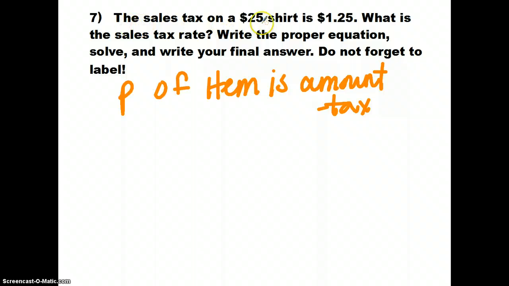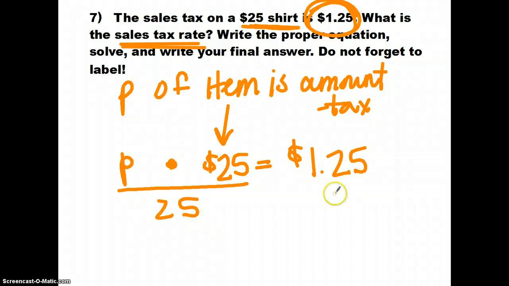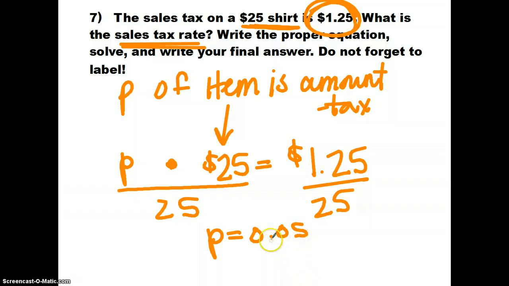So I read my problem. The sales tax on a $25 shirt, so I know $25 is my item. My shirt is my item. The sales tax rate on a $25 shirt is $1.25. That is my amount of tax. Okay, and I know of is multiply. What is the sales tax rate? That's what they're asking you to find. So you're trying to find P. So I have P times $25 equals $1.25. To get P by itself, I have to divide both sides by 25. And I get P is equal to 0.05. And if I sweep the decimal, which I have to, P is 5%. So the tax rate is 5%.